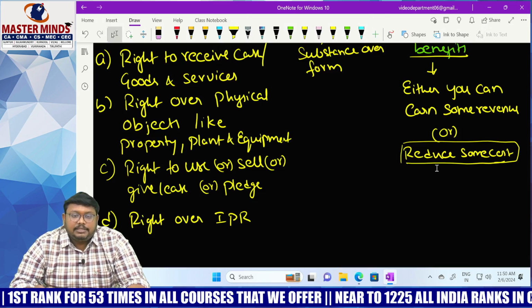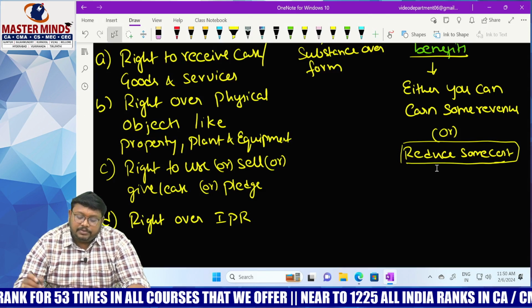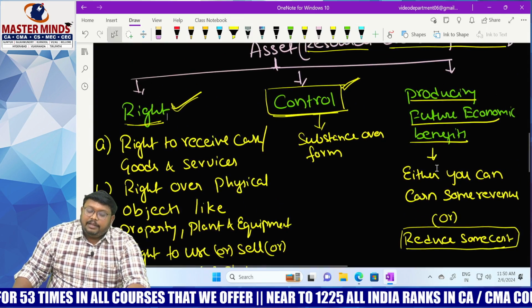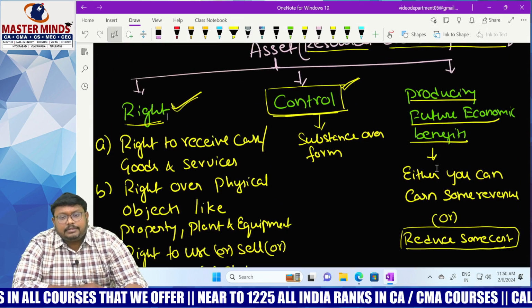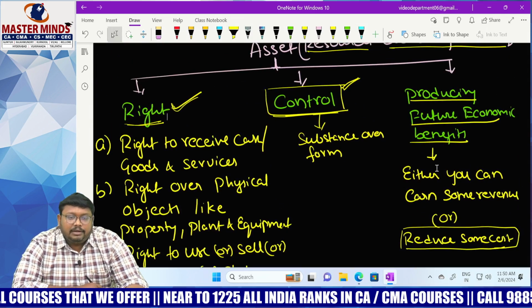So in that condition, that is also an asset for you. And secondly, what are the aspects required? Control. Who will control that asset? Generally the owner will control the asset.